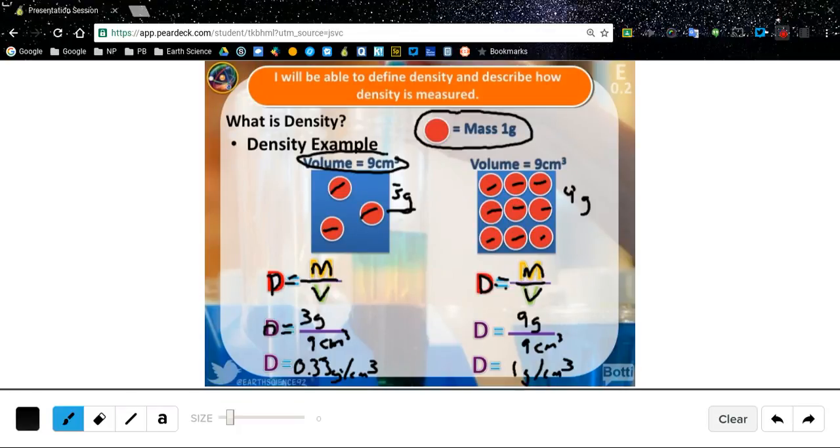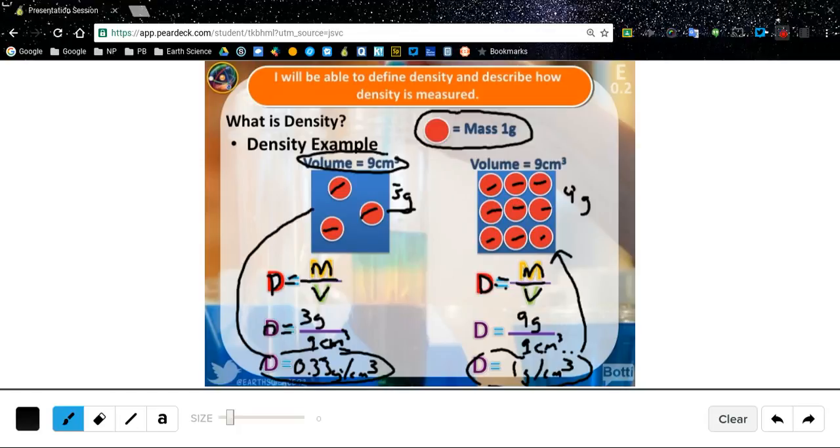Second step is we want to look at which one is more dense. So the denser one is the one on the right because the number is higher. Another clue is if you look at this diagram up here, there's very little space between your molecules, so it's densely packed, versus the one that has a density of 0.33.